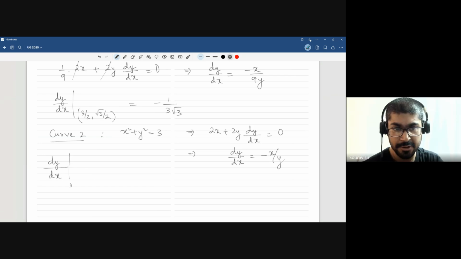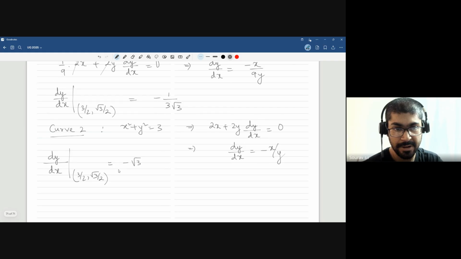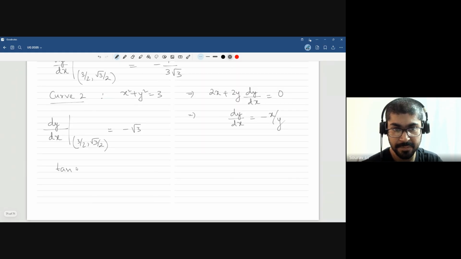Fine. So then dy dx again at 3 by 2 comma root 3 by 2. You will again just put the values. So that will give you minus root 3. Now you know that tan theta is equal to m1 minus m2 by 1 plus m1 m2.